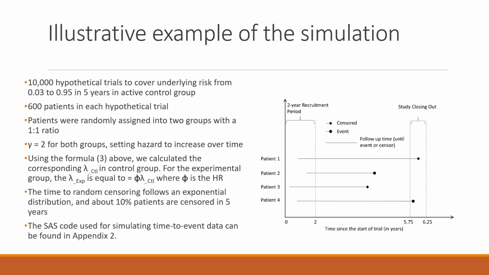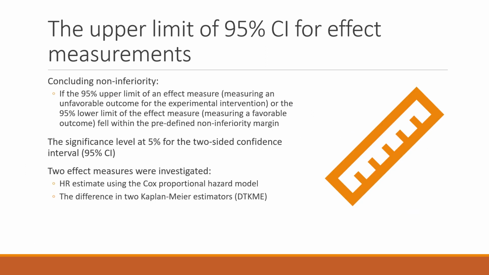We selected gamma equals 2 for both groups, setting the hazard to increase over time. We also considered random censoring in the simulation. The SAS code used for simulating time-to-event data can be found in Appendix 2. If the 95% upper limit of an effect measure, measuring an unfavorable outcome for the experimental intervention, or the 95% lower limit of the effect measure, measuring a favorable outcome, fell within the predefined non-inferiority margin, we concluded non-inferiority.